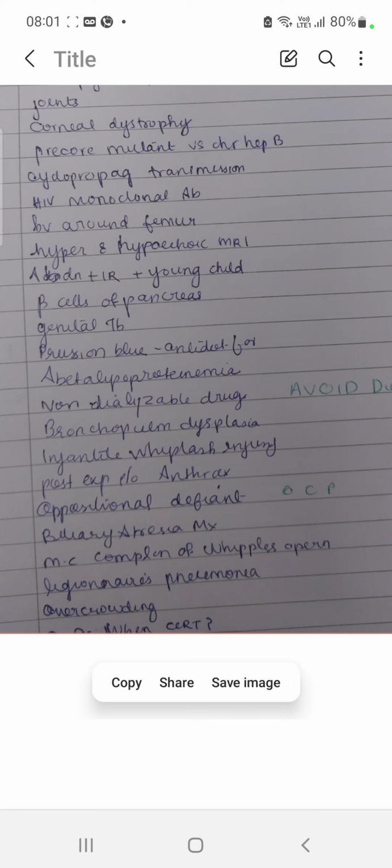Then most common complication of Whipple's operation, delayed gastric emptying. Legionnaires pneumonia, remember, it does not transmit from human to human. It can be a cause for ventilator associated pneumonia.